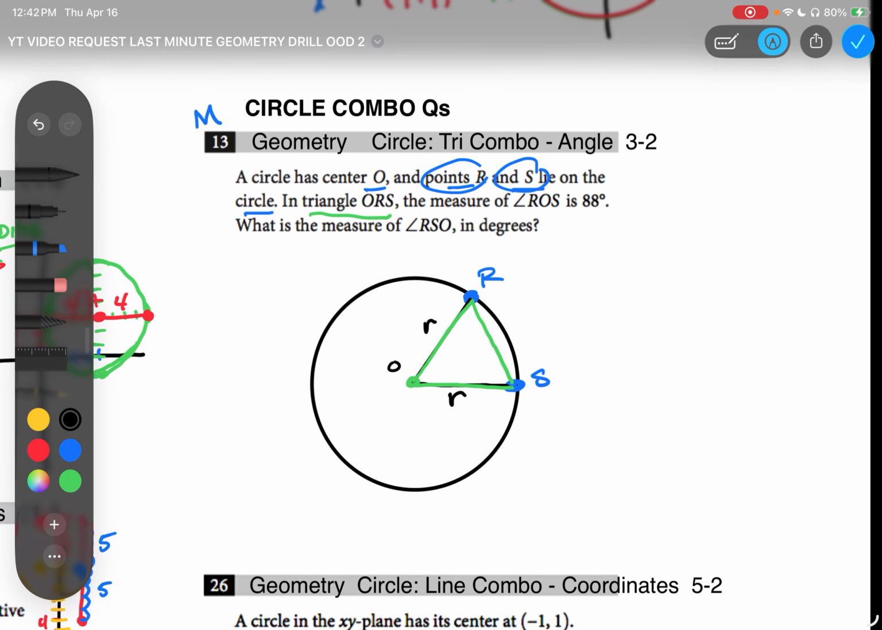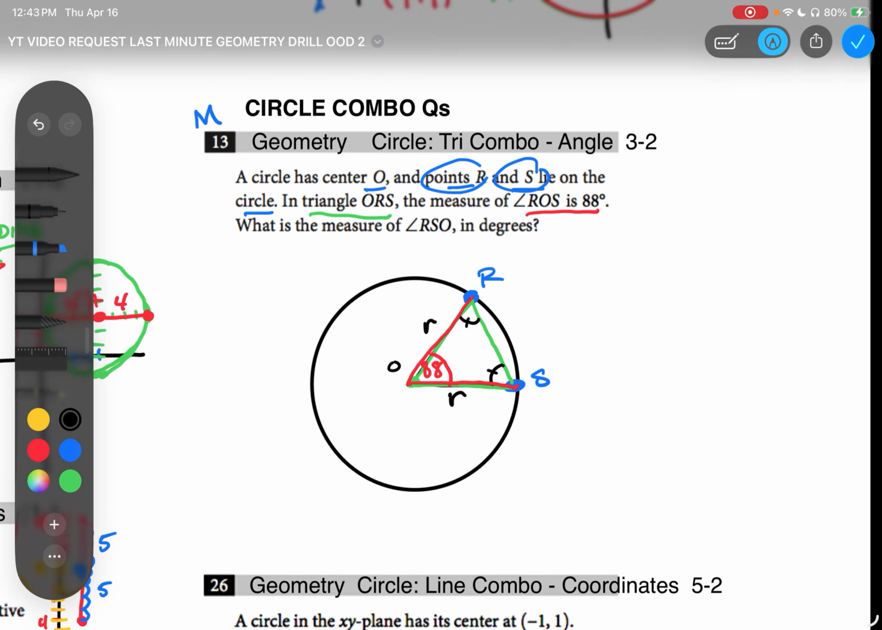Now, what do we know about a triangle that has two equal sides, R and R? That means it must have two equal angles. You guys got that? See how they're squeezing triangle information into this particular question? All right, now I got two equal angles. And then they tell me that angle ROS is going to be this angle here. They said it is 88.